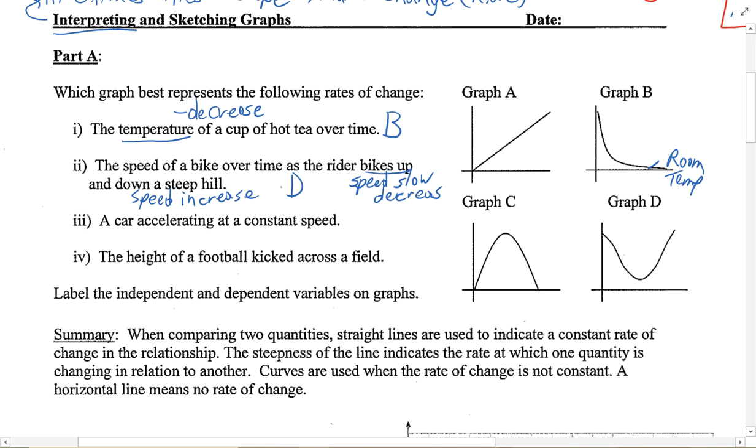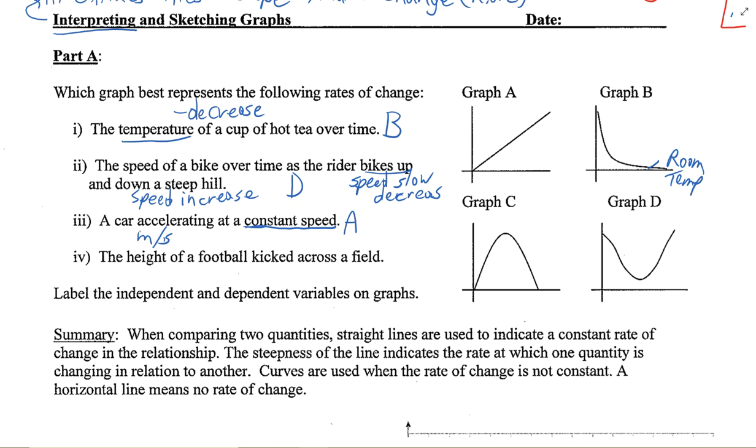Next one, a car accelerating at a constant speed. Constant speed is the key phrase there, so that's going to be definitely A because it's got to be a straight line. Okay, so it'd be meters per second, not kilometers. Well, it would be kilometers per second, but meters per second for the start, and then you would go up to kilometers per second if it's long.